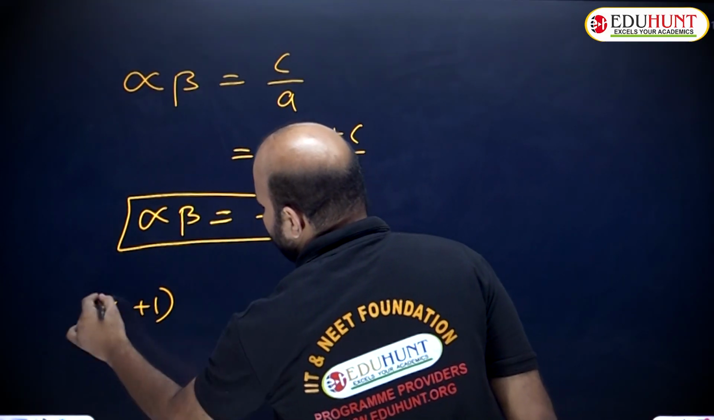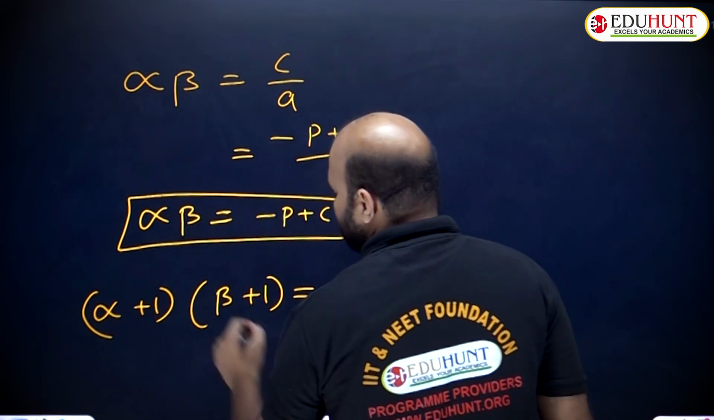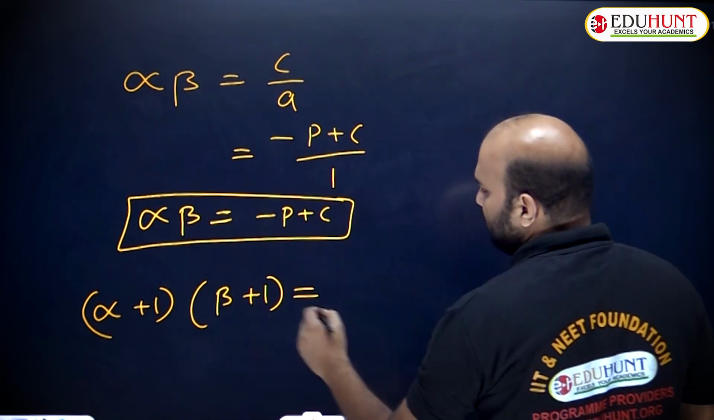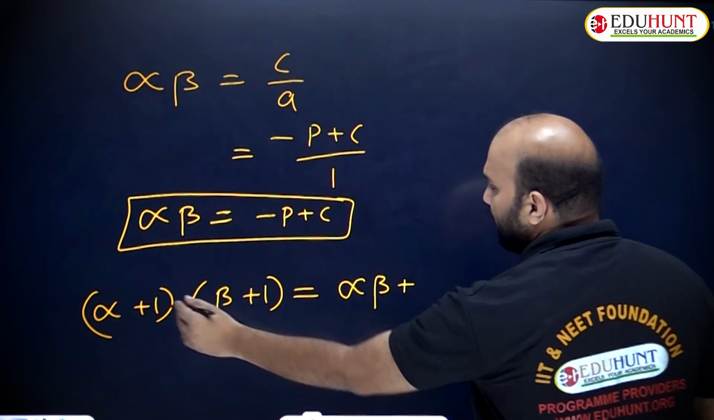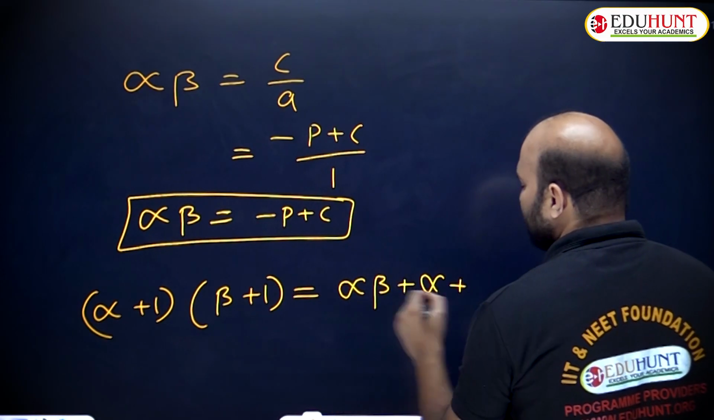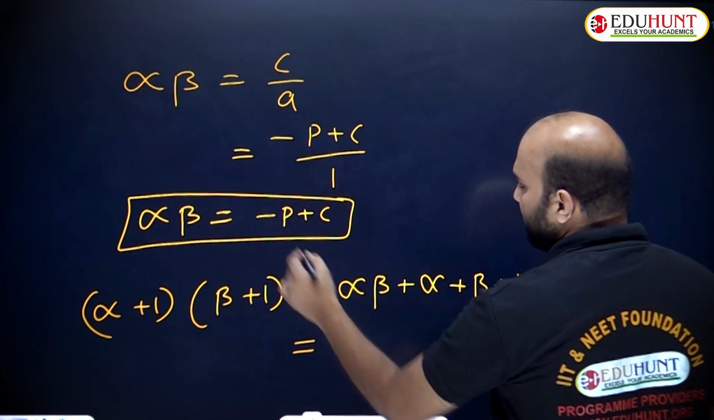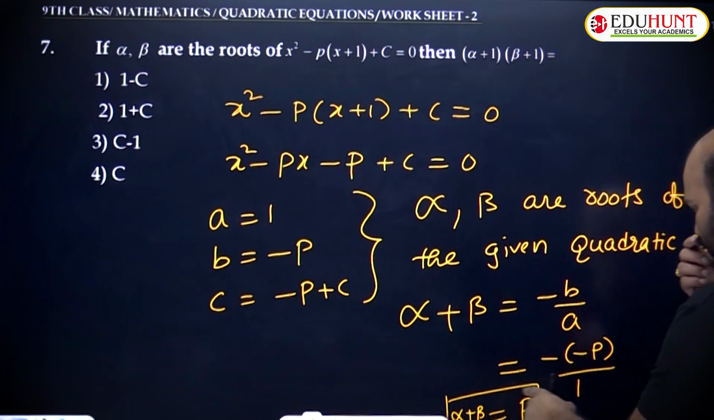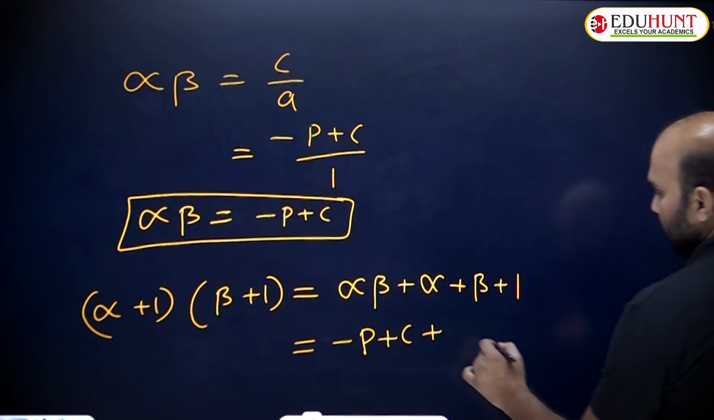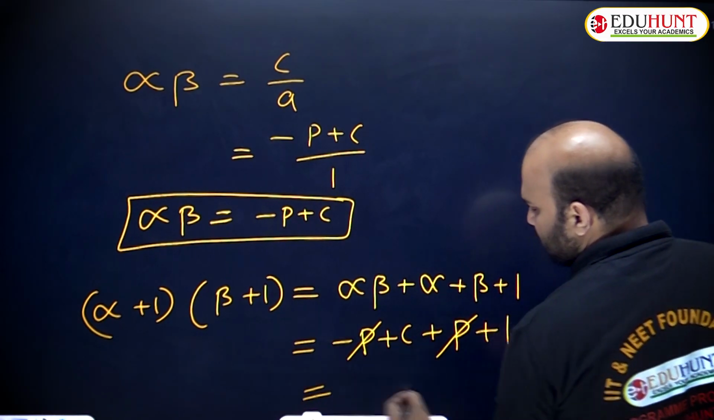Alpha plus 1 into beta plus 1. It can be written as: multiply together alpha into beta, alpha into 1, 1 into beta, and 1 into 1, so alpha beta plus alpha plus beta plus 1. Alpha into beta, what value am I getting? That is c. Alpha plus beta value already obtained is minus b plus 1. So minus b plus b cancel.